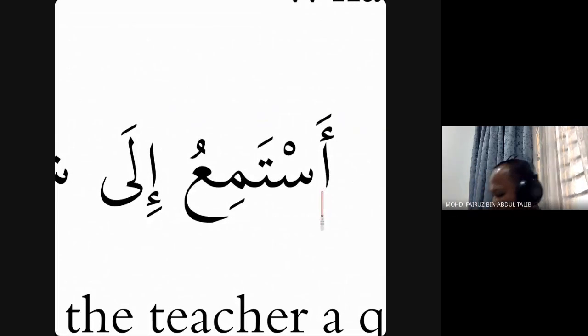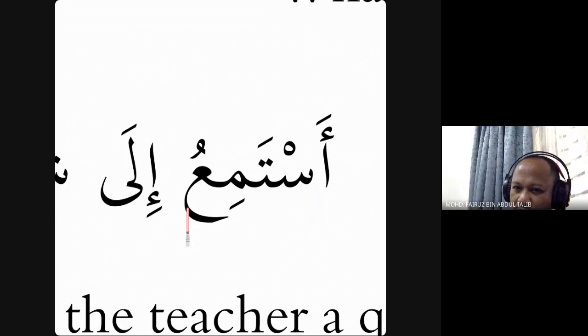Next word. This is a bit long. The verb is a bit long. Astami'u. You can just say astami'. Again, you can ignore this part. Astami' means I listen. And for this word, I listen, we will use together with this ila. To. I listen to. Astami'u ila. Okay. And then what do you listen to?